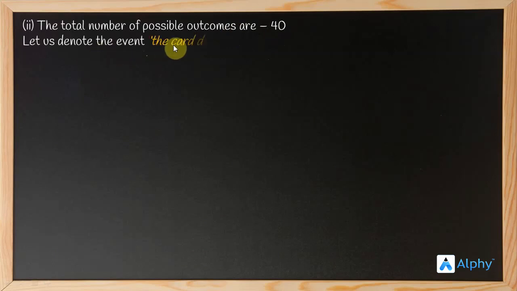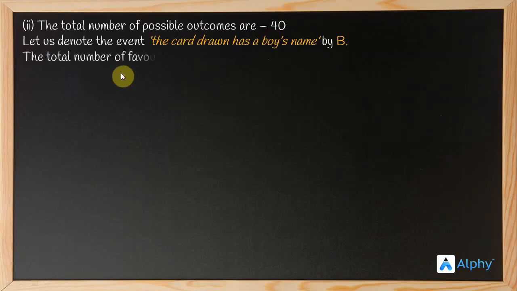Let us denote the event the card drawn has a boy's name by B. This is our event B, which is that the card drawn has a boy's name. The total number of favorable outcomes for event B is 15 because we have a total of 15 boys and hence the cards having a boy's name are 15.